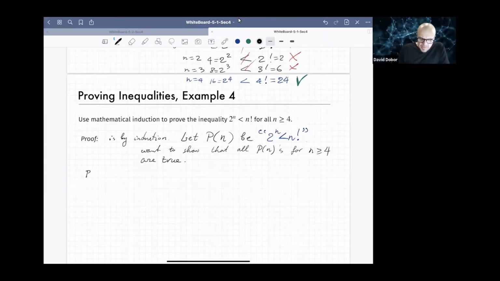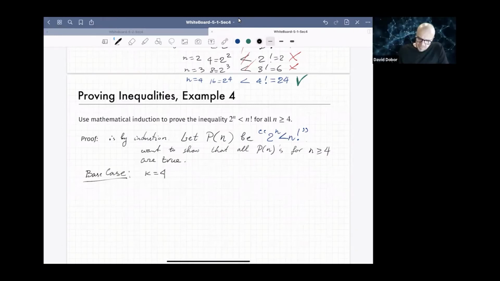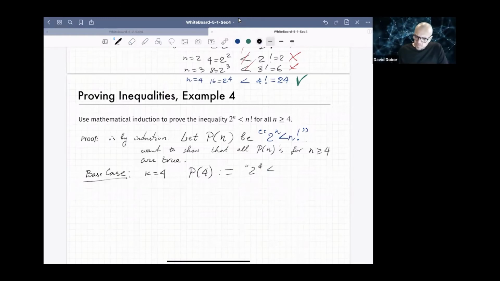So we write down the base case. What is the base case? P of k equals 4, okay? So P of 4 will be 2 to the 4th power less than 4 factorial. Exactly. Is true, which we've just verified is true. The base case is done.